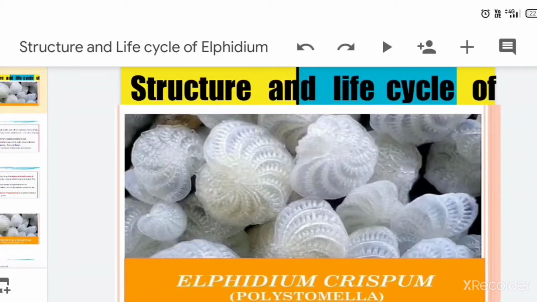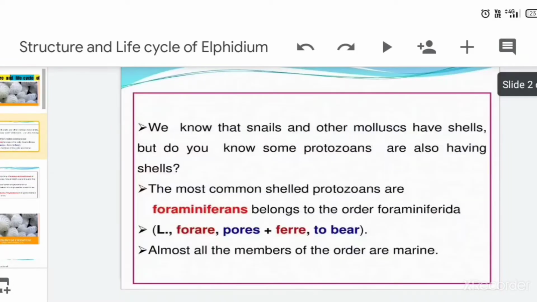Hello everyone. Today we are going to discuss the structure and life cycle of Elphidium, for BSc. As you know, Elphidium belongs to the phylum Protozoa, which means the pore-bearing organisms. So let us see the type study of Elphidium one by one.